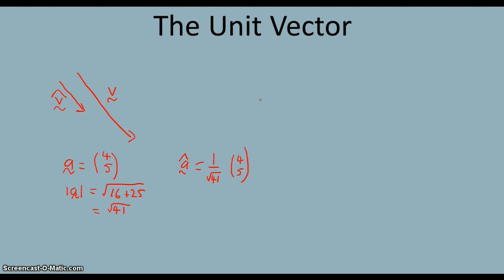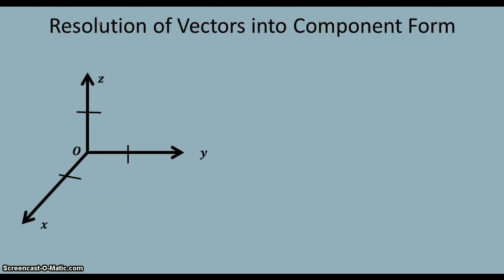In general, the formula for finding the unit vector would be: the unit vector A is found by taking the vector itself and dividing by its magnitude. So we're now ready to look at the resolution of vectors into component form.